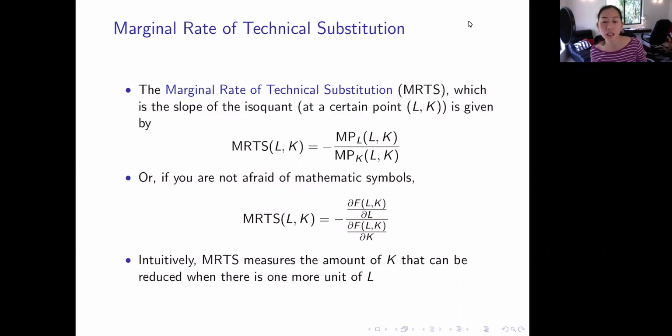Intuitively, the MRTS measures the amount of K that can be reduced when there is one more unit of L, right? And that's why it's called marginal rate of technical substitution, like how much you can substitute K with one more unit of L. So if you reduce this K, it could be substituted with one more unit of L, right, in order to keep the same level of output.